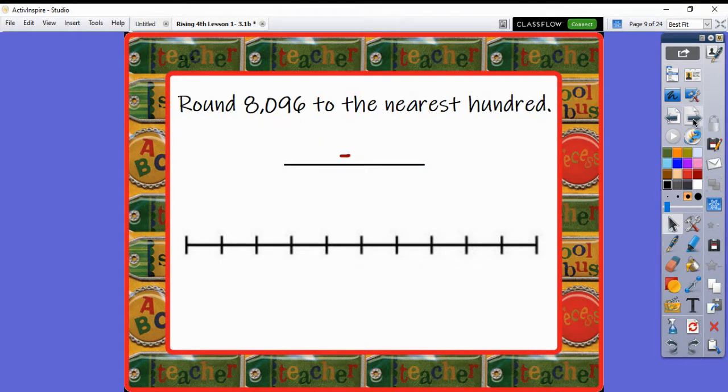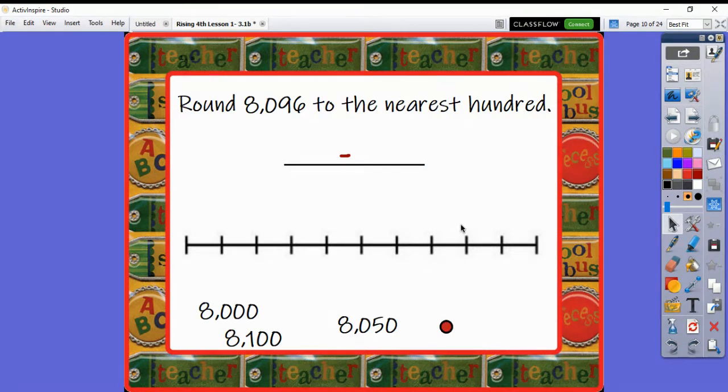All right, have a go at this one on your own. Here we're rounding 8,096 to the nearest hundred. Draw out your number line. Be sure to think about what digit is in the hundreds place, what is the value of that digit to help get you started, and then count by hundreds for your ending number. When you're ready, press play again so that you can check your work.